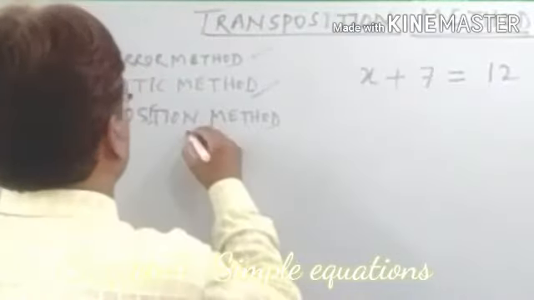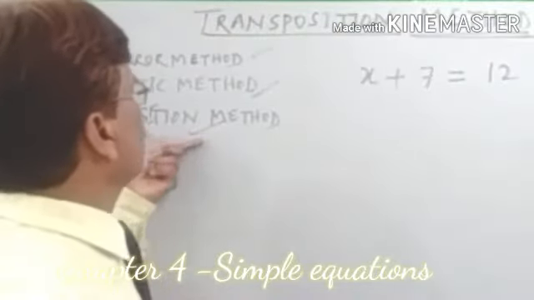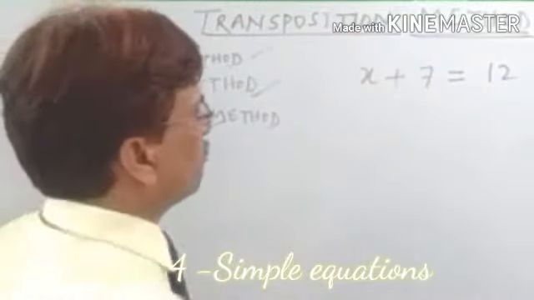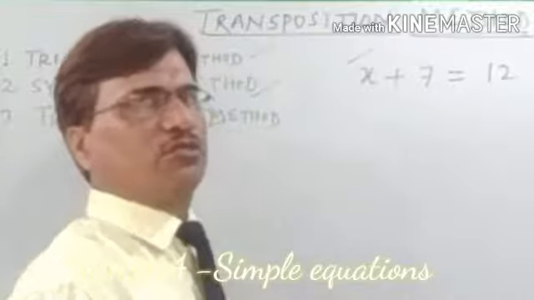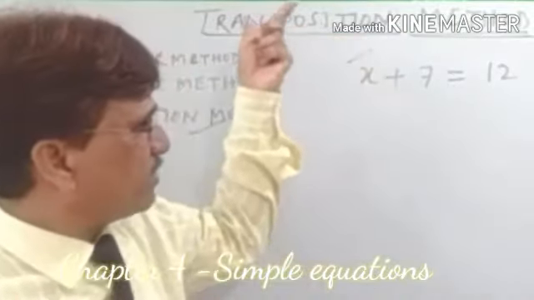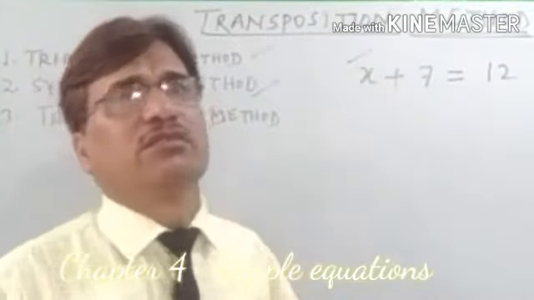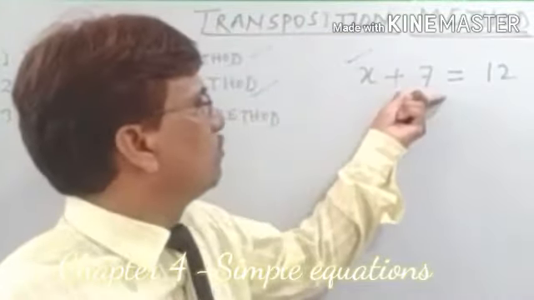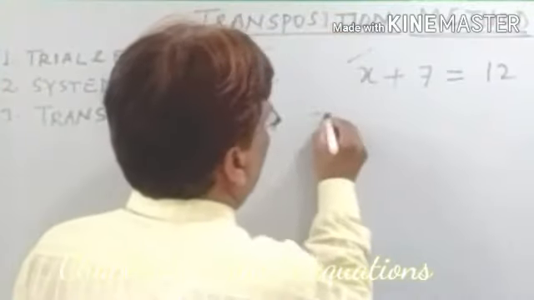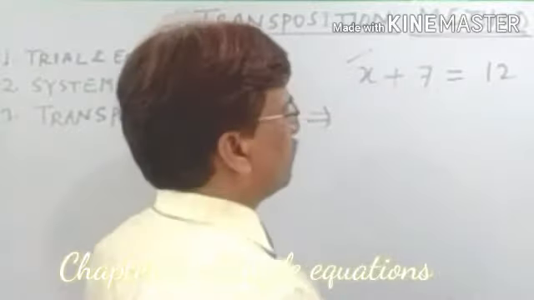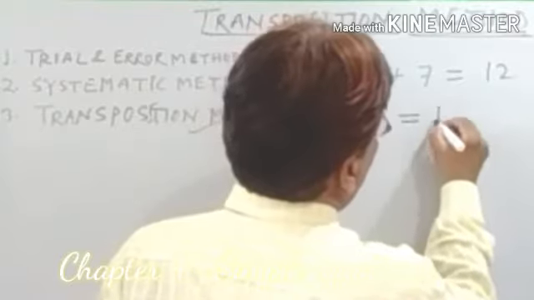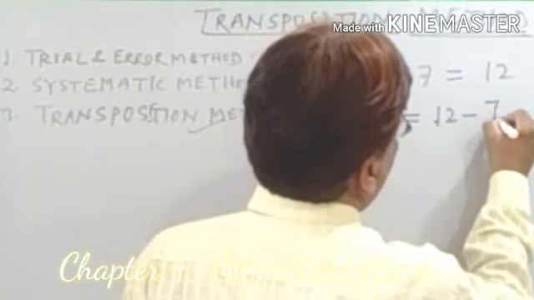Now we will discuss the third method, transposition method. Student, we have an equation x plus 7 is equal to 12. Transposition means changing the side of the number, and also the sign of the number has to be changed. So we solve the given equation. x is equal to 12 minus 7.